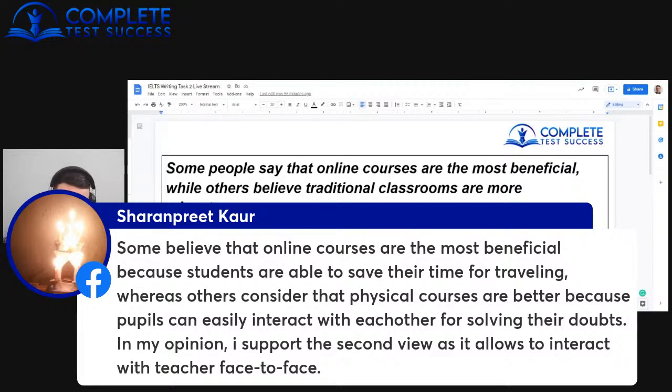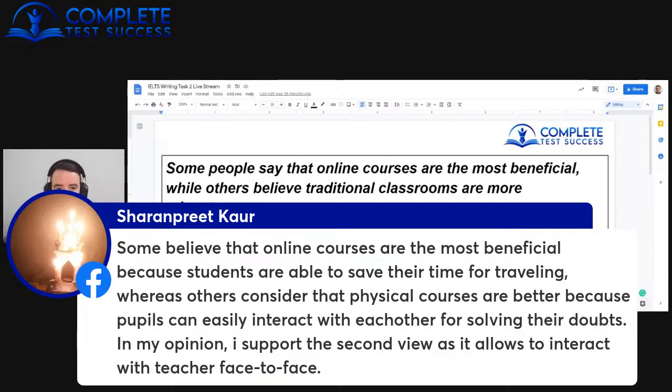In my opinion, so that should be a capital I, I support the second view as it allows to interact with the teacher face to face. I support the second view as it allows the students to interact with the teacher face to face. Good. Okay, that's really good, Sharon-Preet.